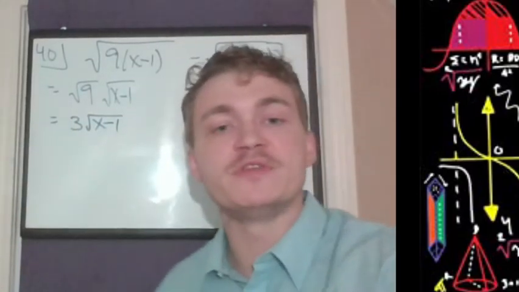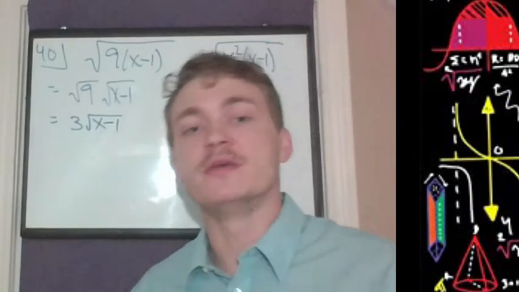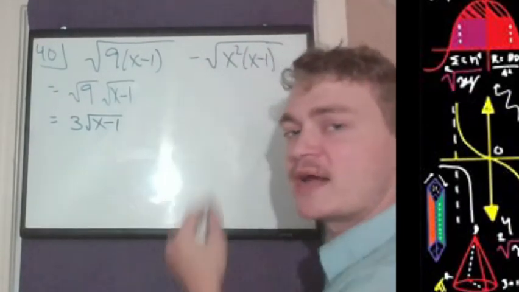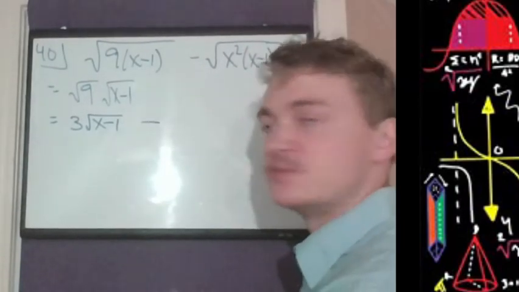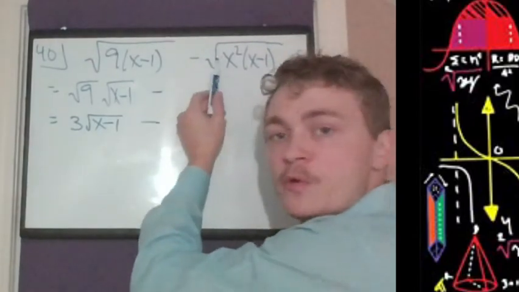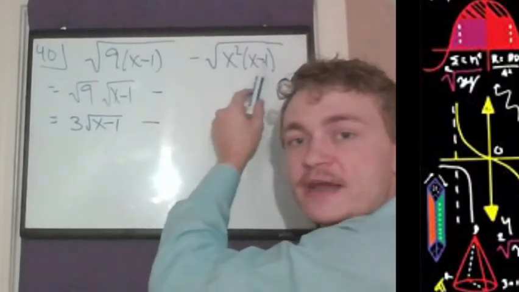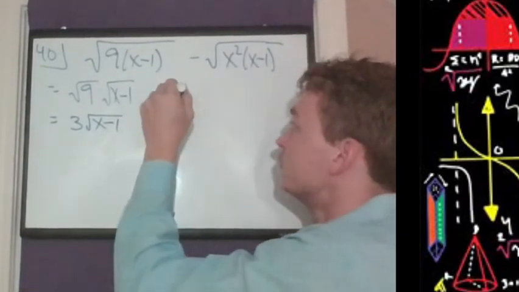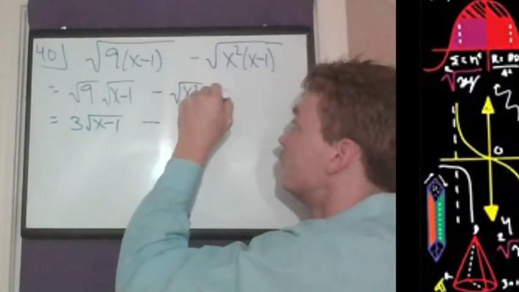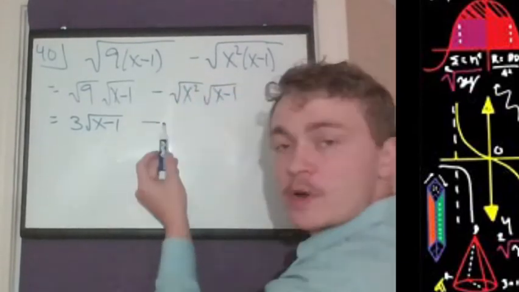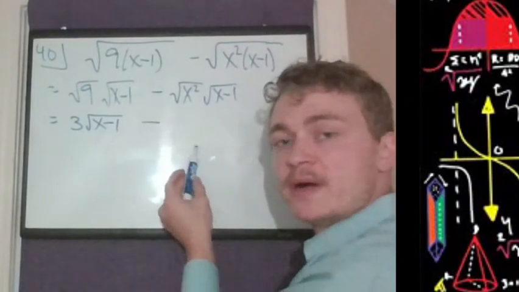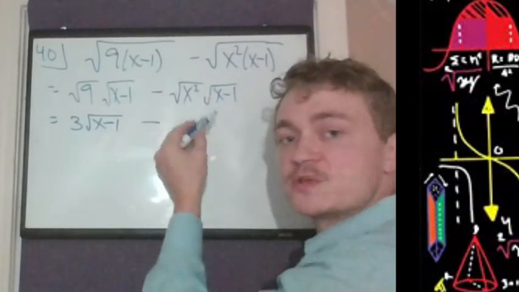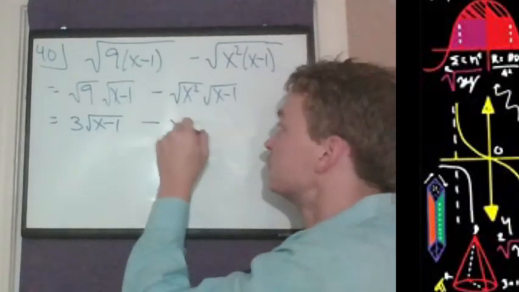How many square roots of x minus 1 do we have? We have 3 square roots of x minus 1. But we're going to subtract something. What is it that we subtract? With a factor of x squared and a factor of x minus 1, our product rule gives the square root of x squared multiplied by the square root of x minus 1. Inverse property, the square root of x squared is x.